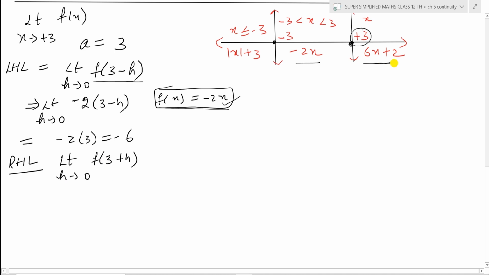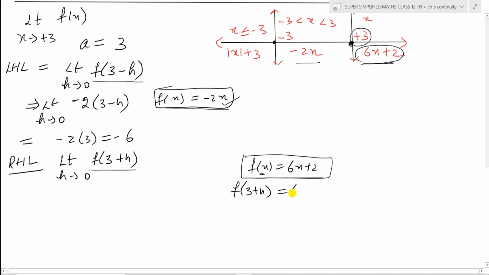In right of 3 you can see the f(x) is 6x plus 2. So if f(x) is 6x plus 2 in the right hand side of 3, that means for finding this value of f(3 plus h), I will use this f(x). How? I will replace x by 3 plus h. So we get 6 times (3 plus h) plus 2.